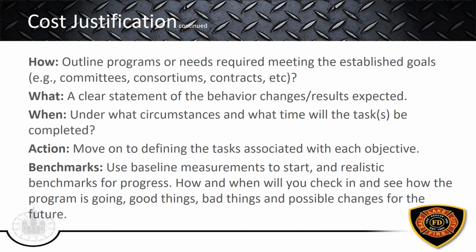So the cost justification, the how. Outline programs or needs required meeting the established goals. So committees, consortiums, contracts, etc. The what, a clear statement of the behavior changes, results expected. The when, under what circumstances and what time will the tasks be completed? Our action, move on to defining the tasks associated with each objective.